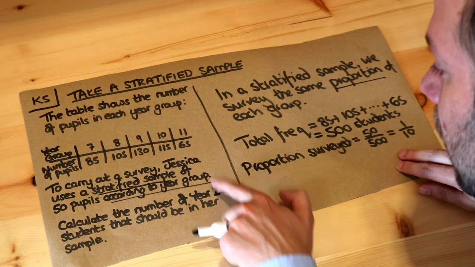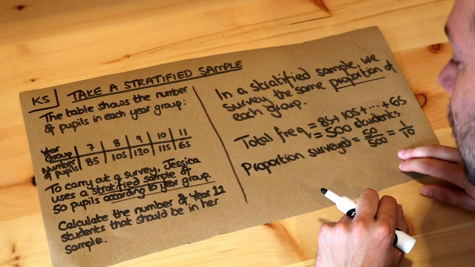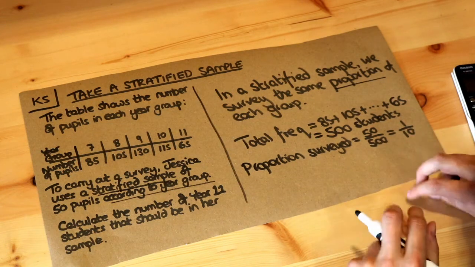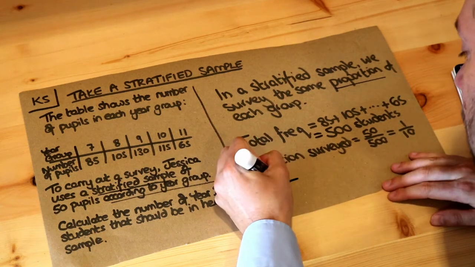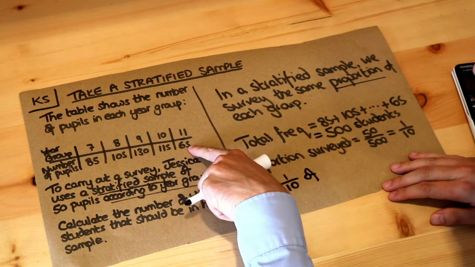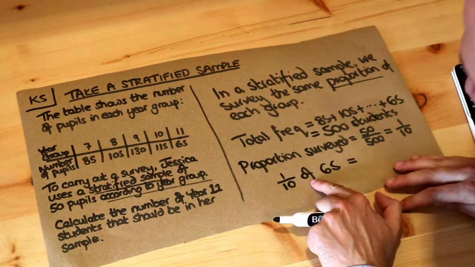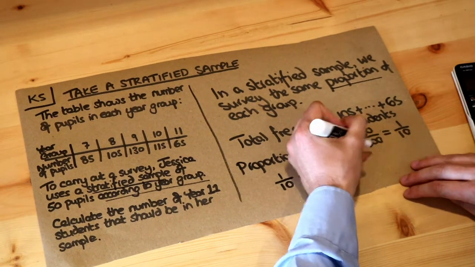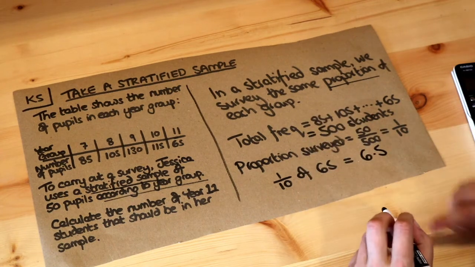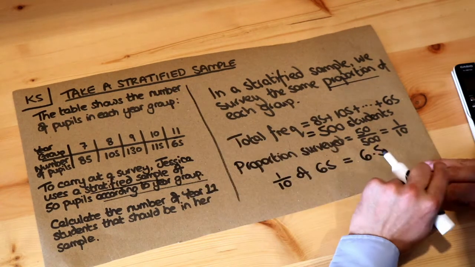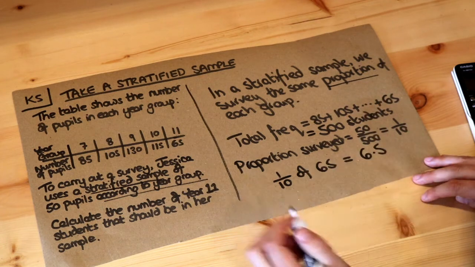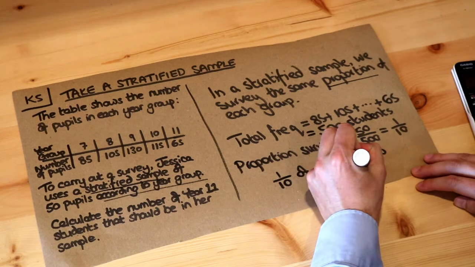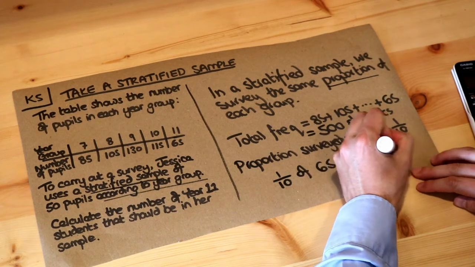Now let's look at year 11. In year 11 there's 65 students, and we want to make sure that we're surveying 1/10 of those students. So we do 1/10 of 65. And the word of, by the way, when you do a fraction amount, you can replace that with times. So it's 1/10 times 65, which is 6.5. So that means we've got to survey 6.5 students in year 11. Now, obviously, we can't survey half a student, so we're going to round that to the nearest whole. So therefore, we get 7 students surveyed.